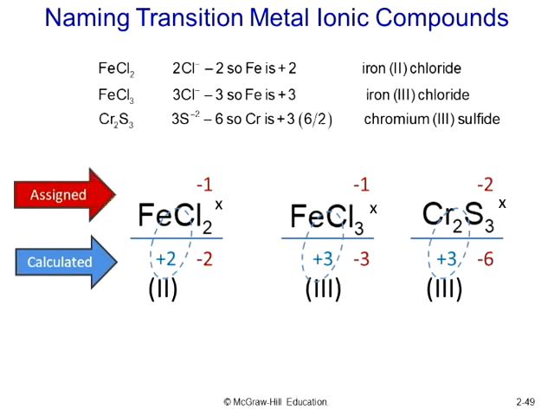So again, this is the process we use to determine the charge on the iron, and then we assign a Roman numeral to that charge. In the case of chromium, we start with sulfur, which is a -2, times 3 units gives us a -6. Therefore, for electronic neutrality, the chromium must be a +3.